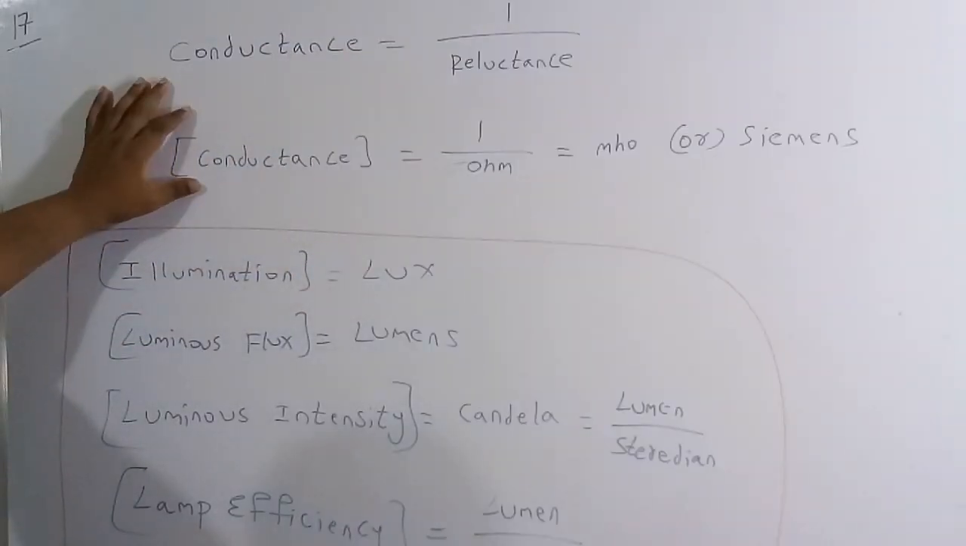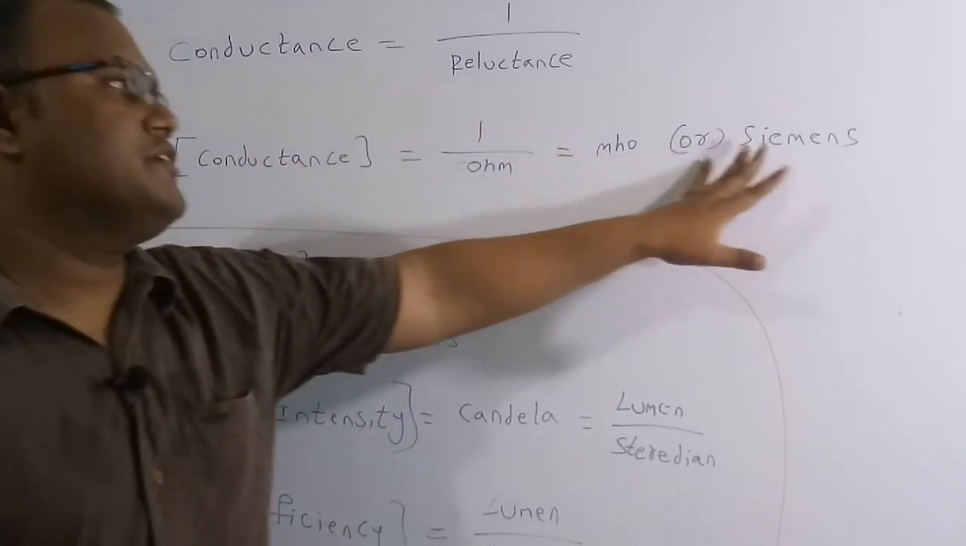So basically the unit of conductance is mho, or we can also say Siemens. Now we are going to solve the 18th question.